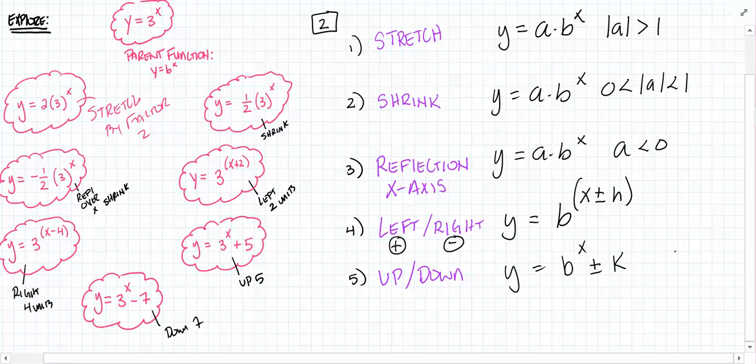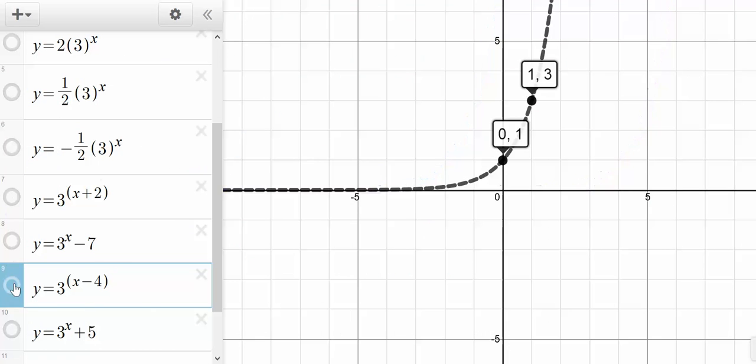And this one is exactly how you think it was. Up if it's positive, down if my k is negative. So it works exactly as you think it would. The examples here are 3 to the x plus 5 and 3 to the x minus 7. So I'll turn these ones off, and I'll turn this one on.